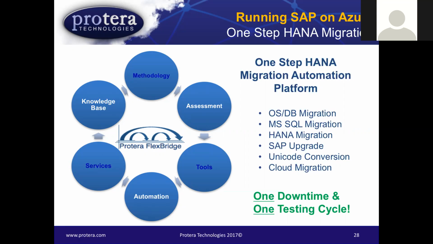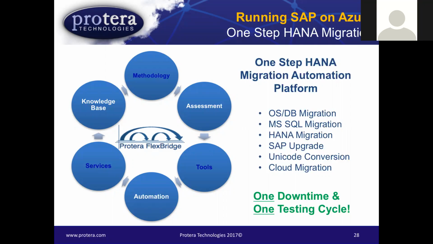What this migration covers is all these areas. So we can do this in one step. So the focus here on the bottom about one downtime, one testing cycle. We can migrate a company, for example, if they're on Unix today and they want to go to SUSE Linux on Azure, that's part of the migration. We can also migrate the customer to different databases. So for example, we can migrate a customer to SQL using this tool set, or we can migrate them to HANA as another database.